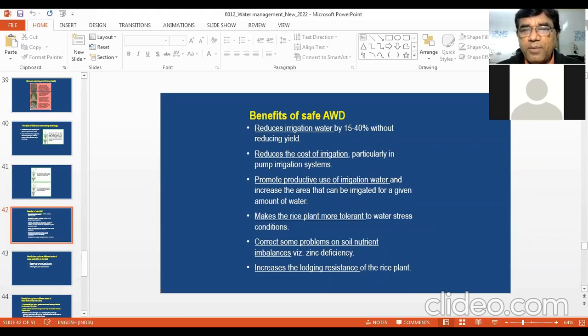It makes the rice plant more tolerant to water stress conditions, because the plant is facing little shocks of water stress in this. So the plant becomes tolerant to water stress.